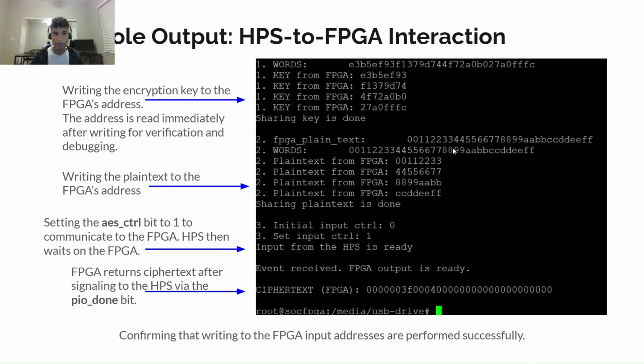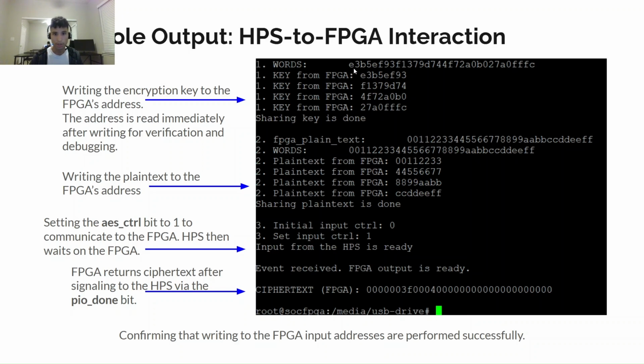This is a screenshot of the console output that is demonstrating the hard processor to FPGA interaction and communication. Here you see some extra debugging statements that were used to help verify and confirm that as soon as we write to an address, we read it back immediately to confirm its contents are being updated as intended. For instance, at the top, we're intending to share the key by writing to the address of the PIO.